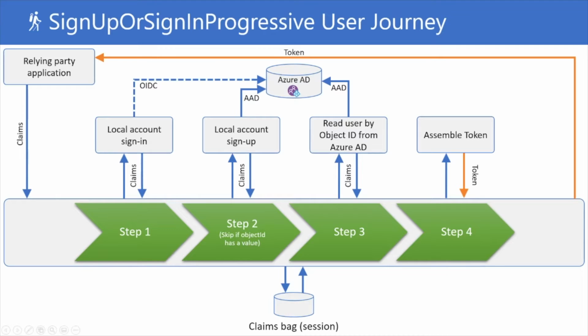The next step checks if an object ID value exists in the claims bag. So if the user signed in, that object ID will exist there. If it doesn't, the journey calls a technical profile that prompts the user to sign up with a local account. This profile also uses a validation technical profile, this time one based on the Azure AD protocol, to create a user account in the underlying Azure AD tenant data store. This process will also return an object ID, this time the object ID of the created user.